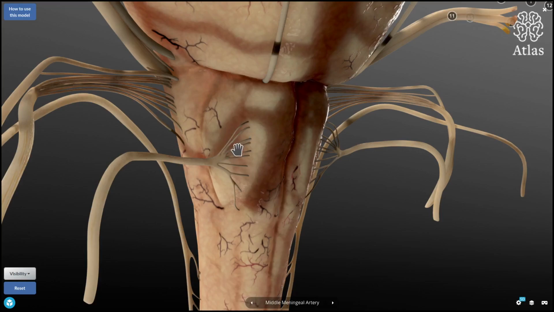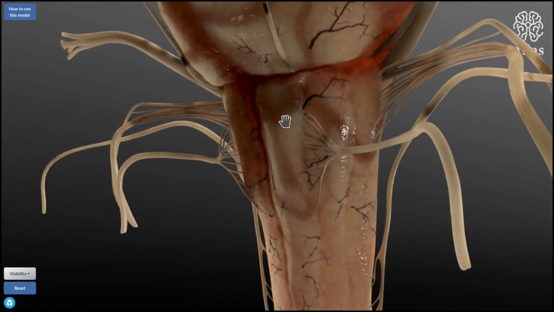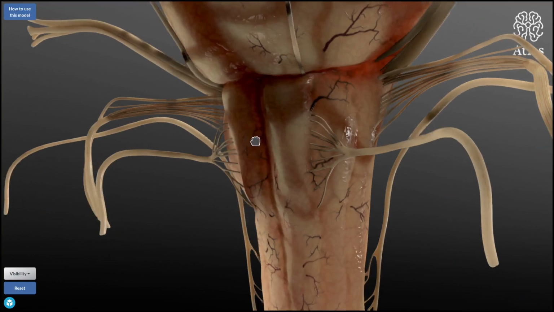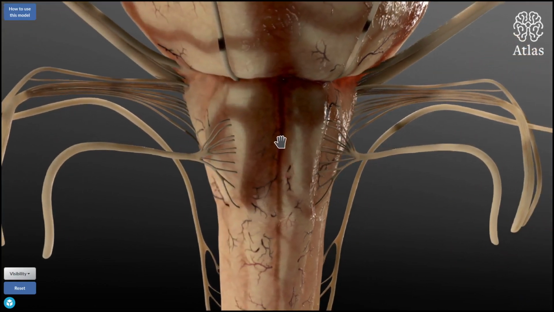So the 12th cranial nerve exits from the sulcus between the pyramid and the olive. So here on the right side and here on the left side, the rootlets of the 12th cranial nerve. Okay, so we settled that. Only one cranial nerve exits through here.